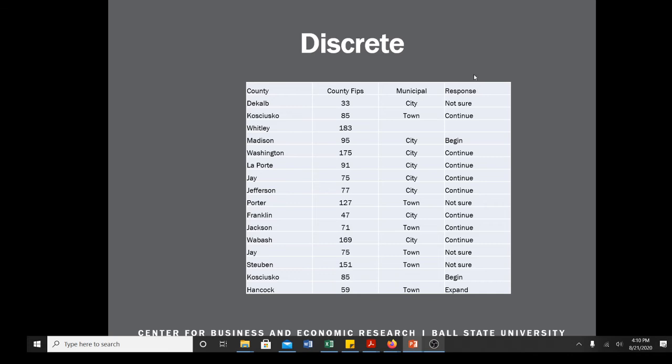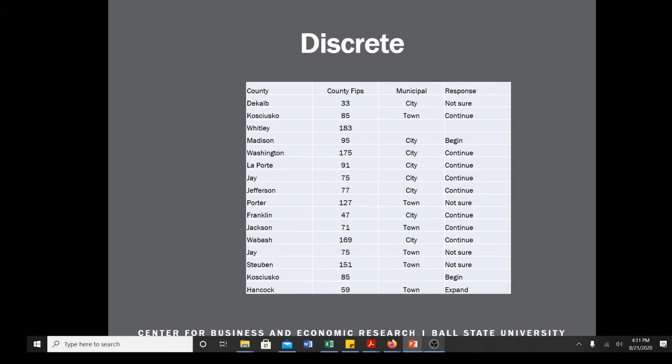A discrete variable is one where there's comparative data. So for example, this is select results from a survey we just completed with Indiana's municipal and county government. So we have the county FIPS code, which is a federal geographic designator for each place in the country. This county FIPS is preceded by a state FIPS. Ours in Indiana is 18. So DeKalb County would be 1833, Kosciusko 1885, Whitley 18183.